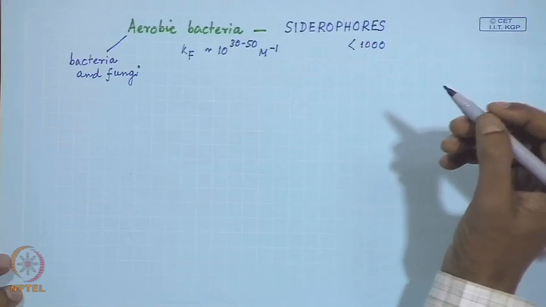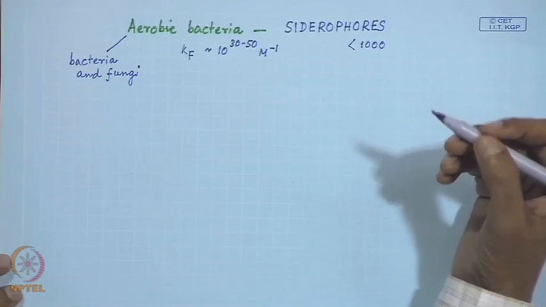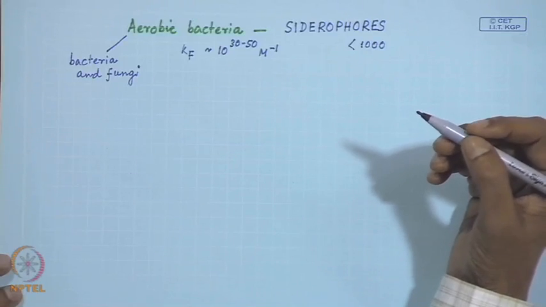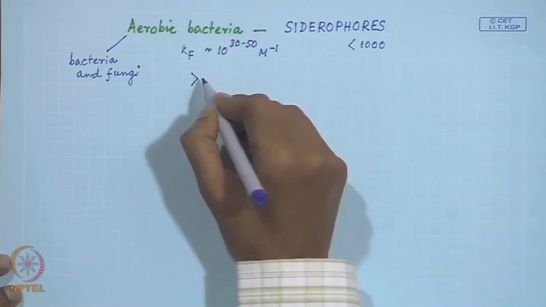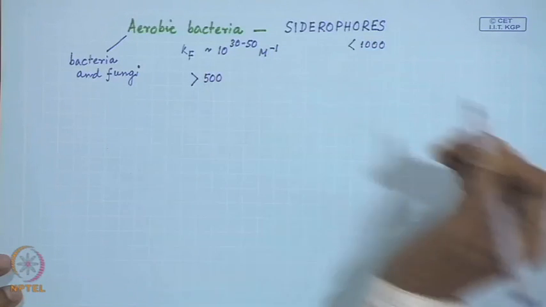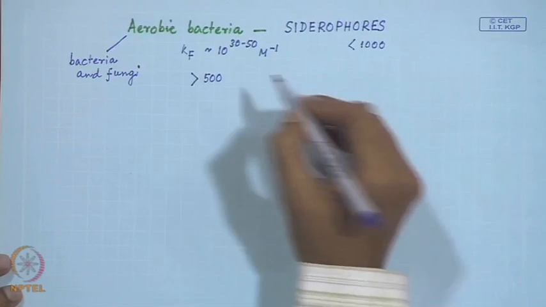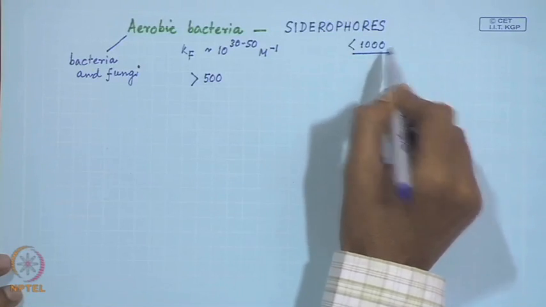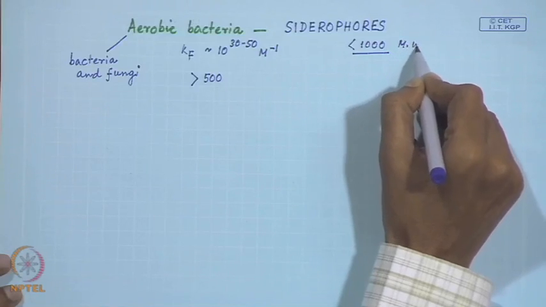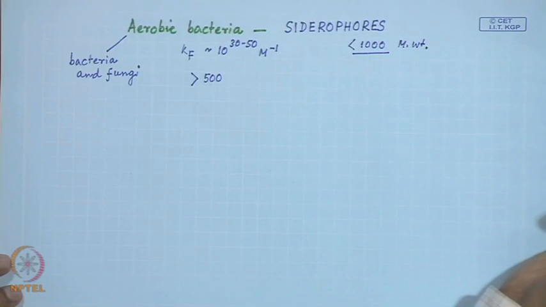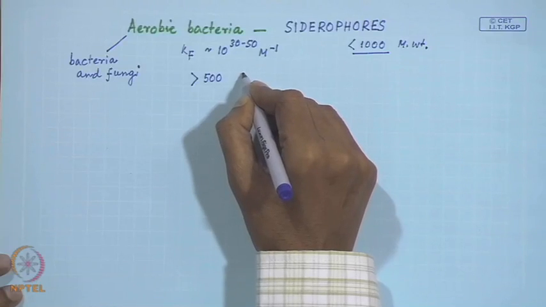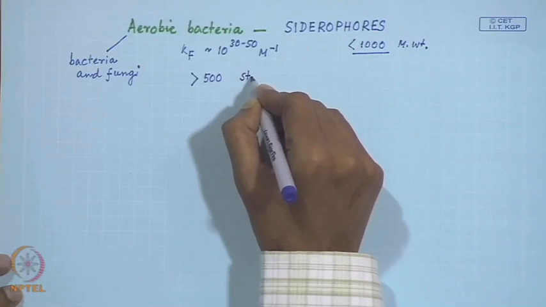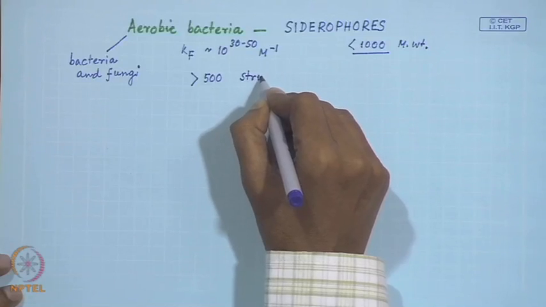So, this mechanism is useful for the microbes, that means the microbial cell, to take up this iron, and so far a huge number, greater than 500, such species have been structurally characterized because they are low molecular weight species. Molecular weight is less than 1000. These particular siderophore molecules have been possible to determine their structures, so they are structurally characterized.